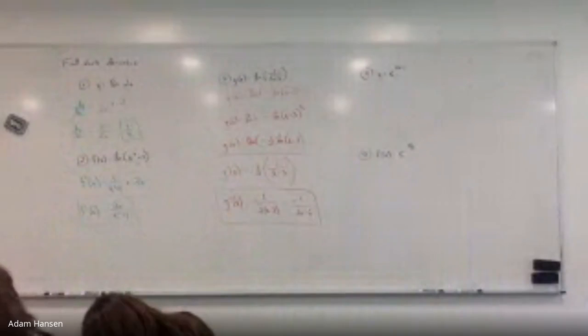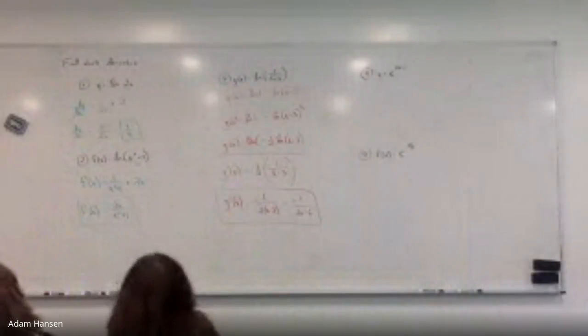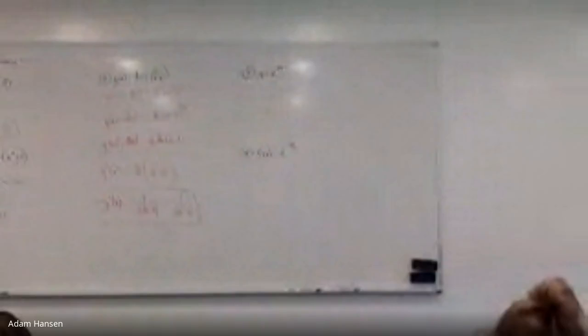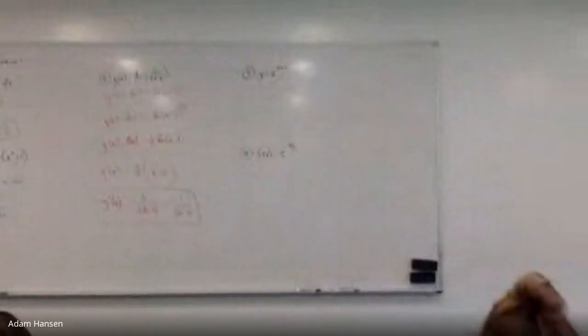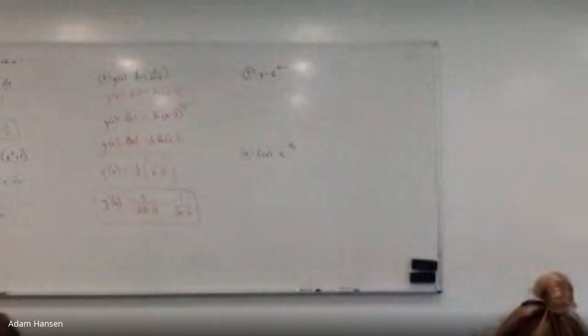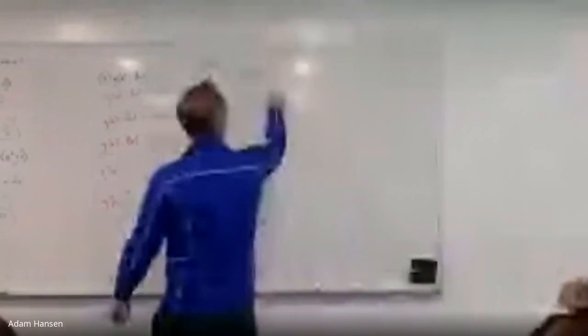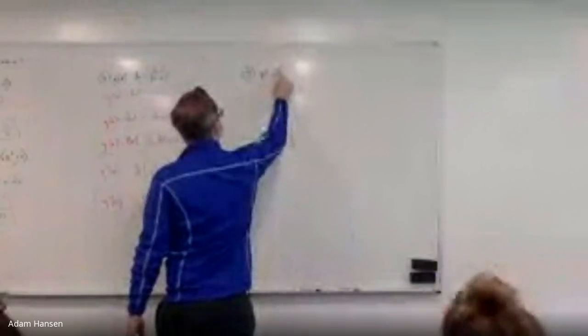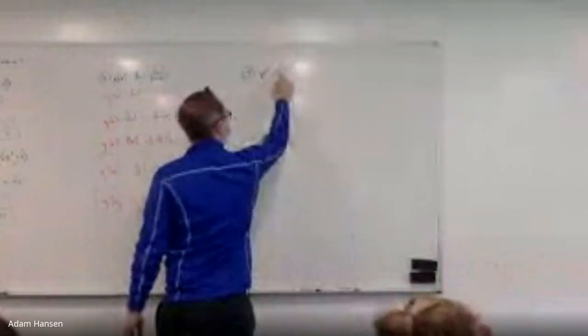We did some logs, now let's try some exponentials. These last two are in base e. What's the derivative of e to the x? It's going to be the easiest one I ever ask you to remember. The derivative of e to the x should be e to the x. But now I have e to some function. Rather than e to the x, it's e to a function of x. It's e to the 2x minus 1.